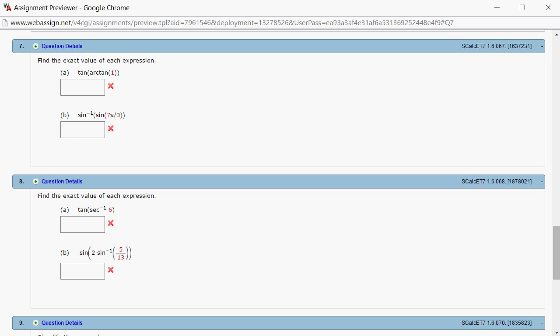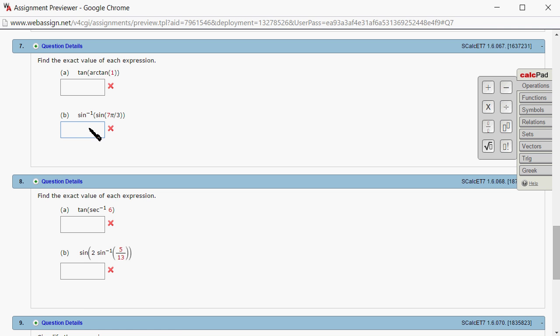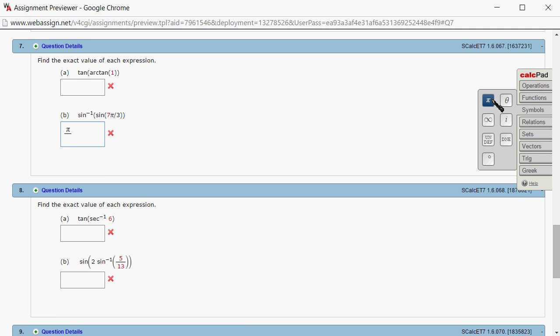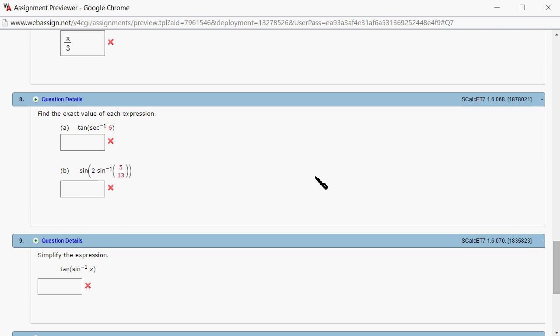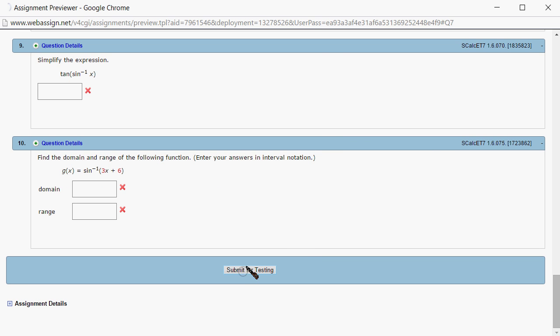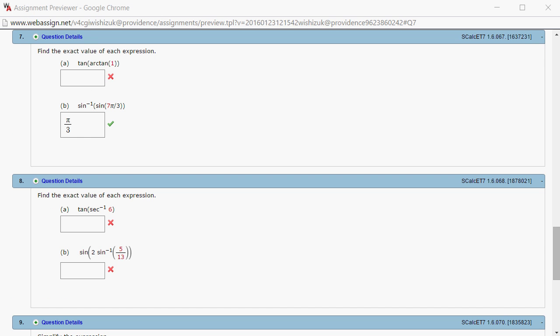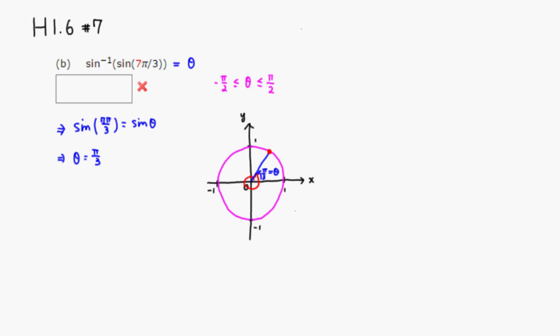So let's put it in. We get the symbol pi, and over 3. All right, let's double check, submit for testing. It came back and looks like we got this one correctly. All right, that's it. I hope that this was clear.